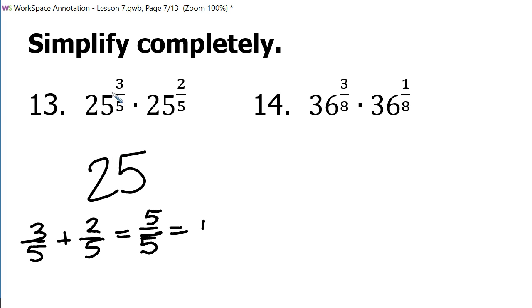Do I have to put the first power? No, so what's the answer? Just 25.